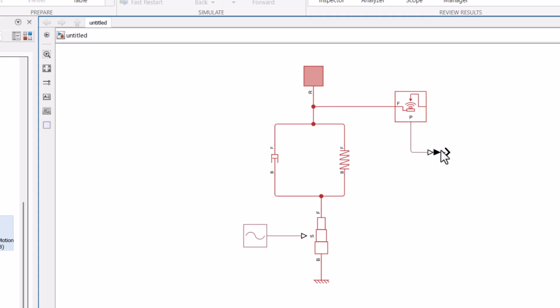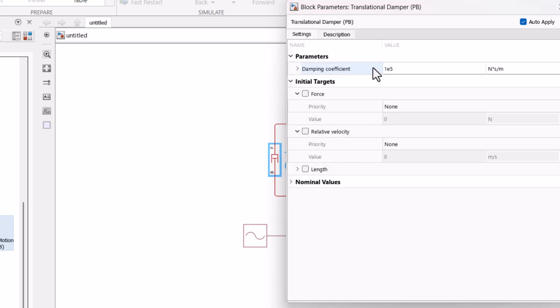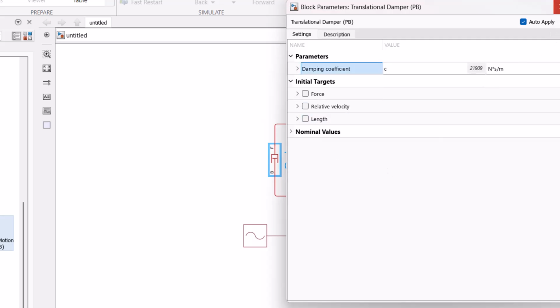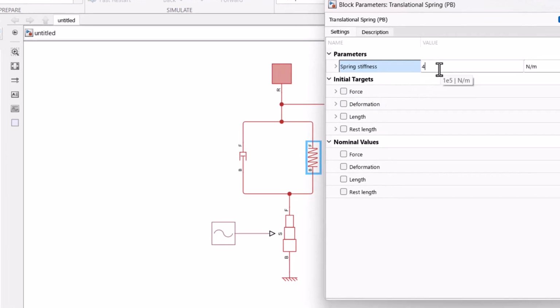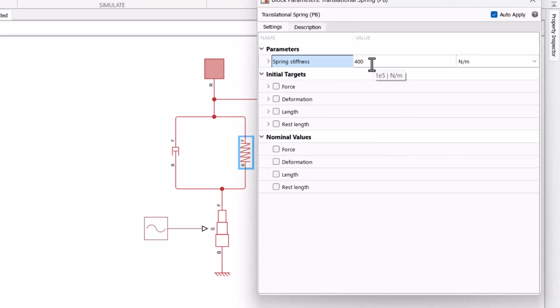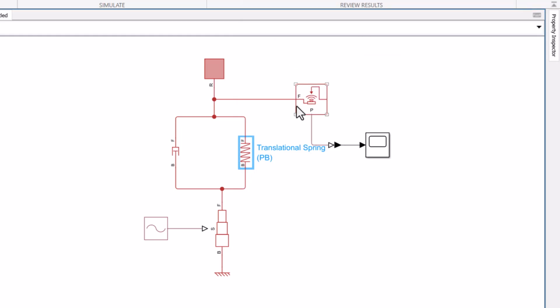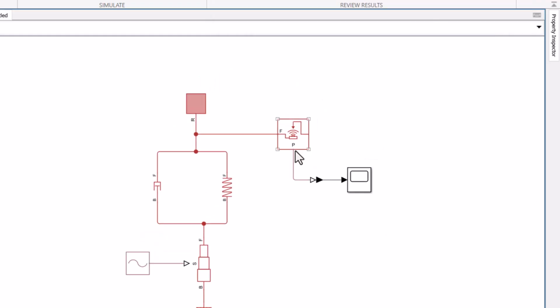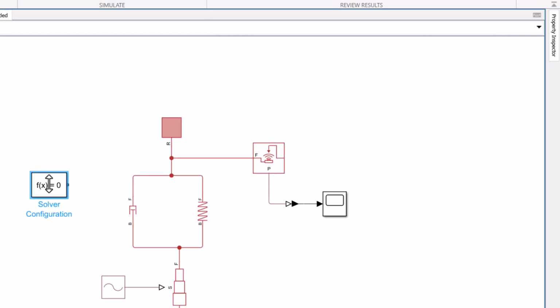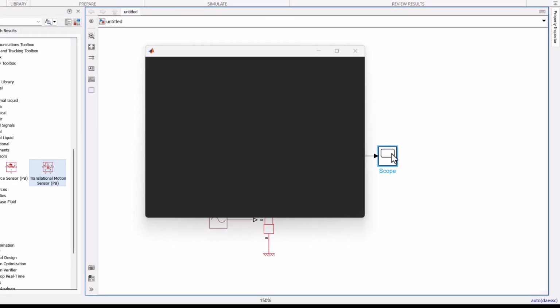A PS Simulink converter and a scope to display the results. I set the damping coefficient equal to C, and the spring coefficient to 400 kilonewtons per meter. And the mass was 1200 kilograms. Don't forget the solver configuration block, and I press Ctrl-T to run the system.